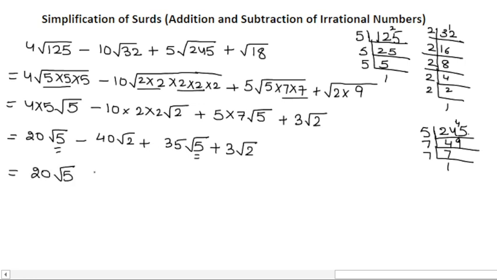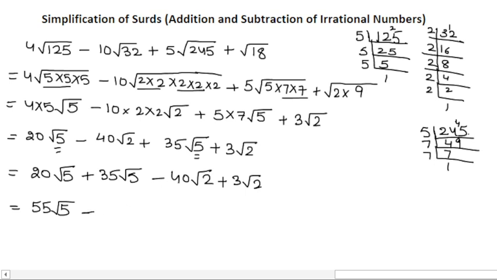20 root 5 plus 35 root 5, and then after that I have the next pair, which is 40 root 2 and 3 root 2. I'm writing them together because they are again like surds with root 2 inside. Now we can add or subtract like surds. 20 root 5 plus 35 root 5, you just add the whole numbers, you get 55 root 5. While adding or subtracting surds, always make sure that you only add the whole number part of the surds and the radical part is never added. It is written as it is.